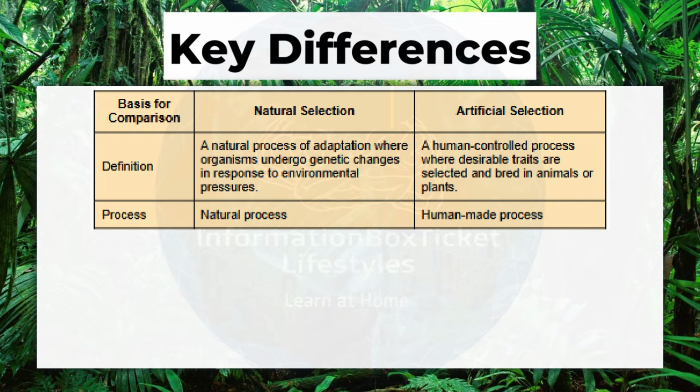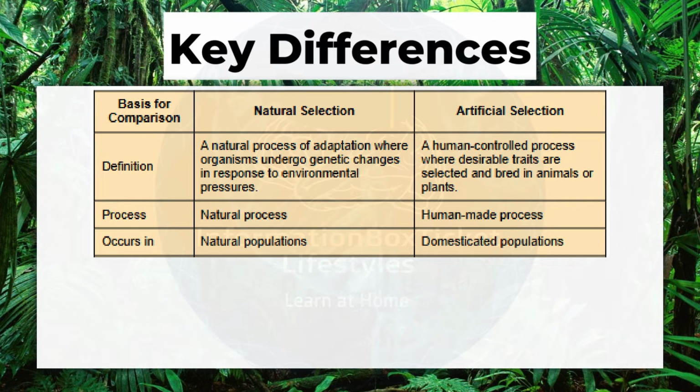Natural selection is a natural process driven by environmental factors, while artificial selection is a human-controlled or artificial process. Natural selection occurs in natural populations under natural environmental conditions, whereas artificial selection takes place in domesticated populations managed by humans.